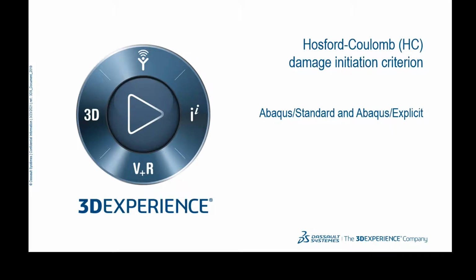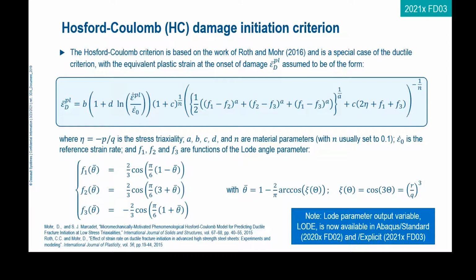The introduction also of the Hosford-Coulomb, or HC, damage initiation criterion was incorporated as part of the Abaqus 2021 enhancements. The criterion is based on the work of Roth and Mohr, and it's a special case of the ductile criteria, with the equivalent plastic strain at the onset of the damage. The plastic strain is assumed to have the form depicted here in this equation.